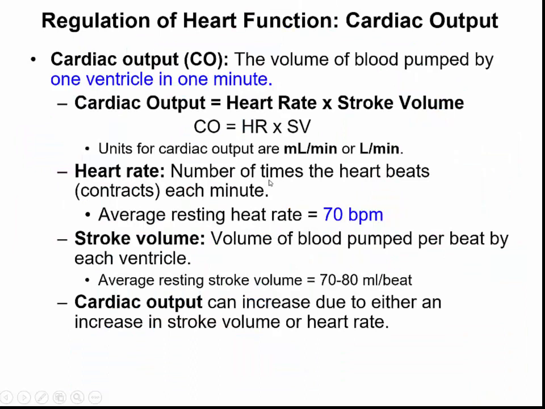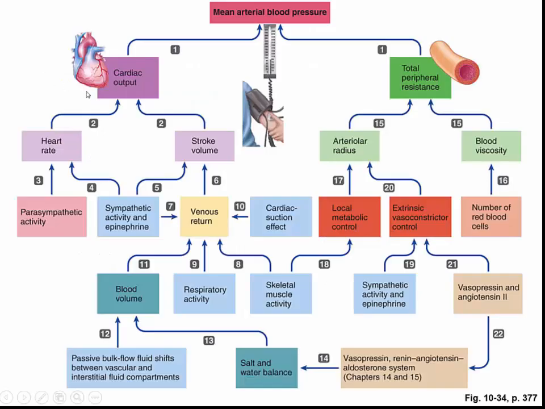Cardiac output, again, is the volume of blood pumped by one ventricle in 1 minute. You need to memorize this formula. Cardiac output is heart rate times your stroke volume. And the units for cardiac output, you can do either in milliliters per minute or liters per minute. So heart rate and stroke volume both contribute to cardiac output, and if you just multiply these two, that gives you your cardiac output.